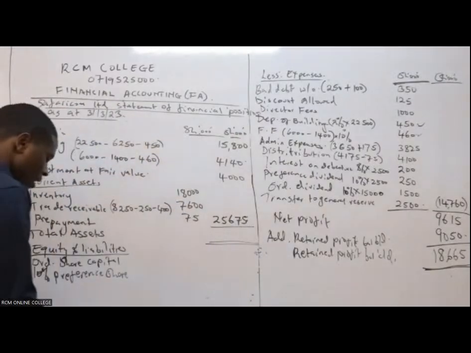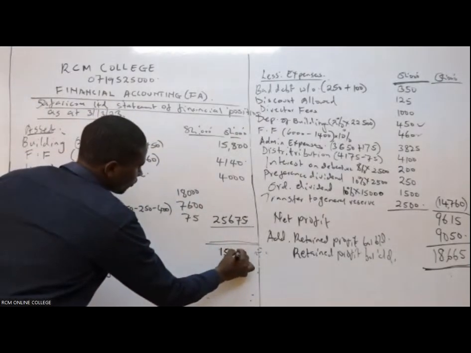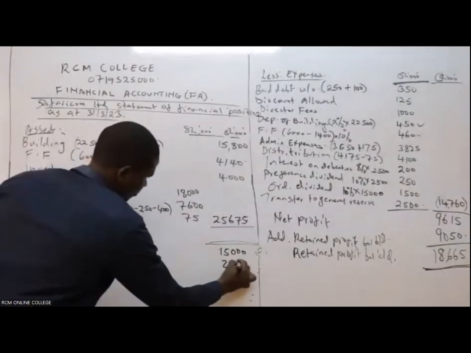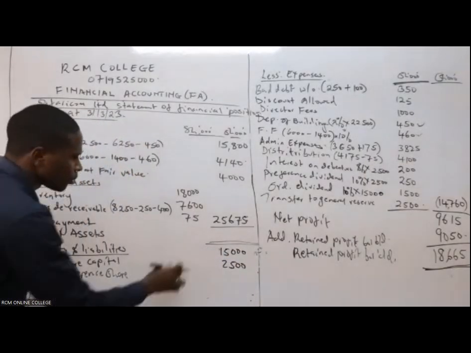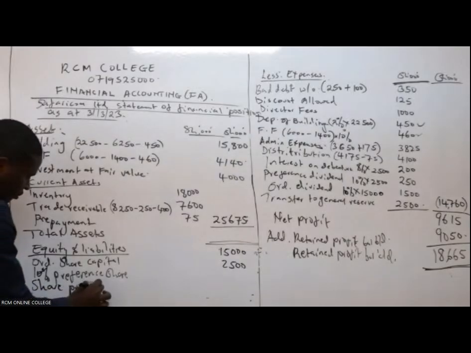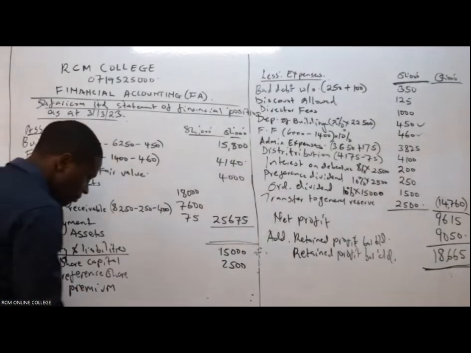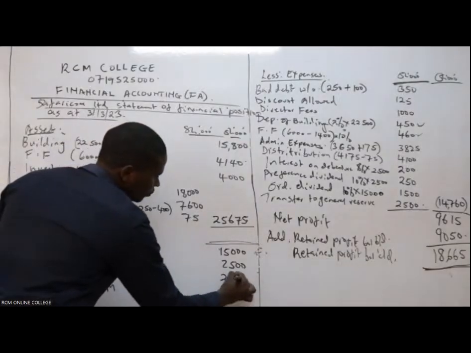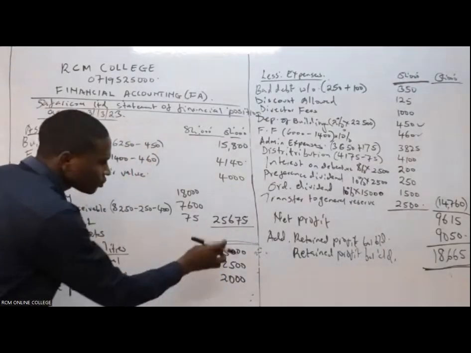The preference share we were given here is 15,500. Now put it here. Let us finish with share premium, which we were given. Yeah, share premium was 2,000. For the interest of time, 2,000. It was just above there.